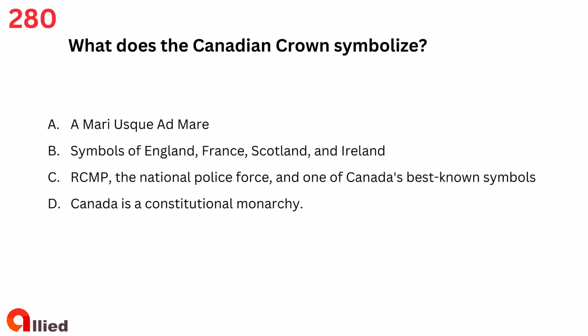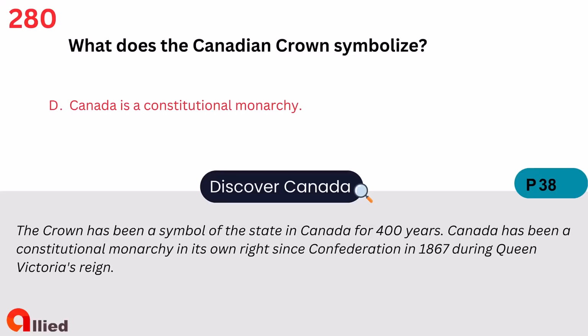Question 280. What does the Canadian crown symbolize? A. A mari usque ad mare. B. Symbols of England, France, Scotland, and Ireland. C. RCMP, the National Police Force, and one of Canada's best-known symbols. D. Canada is a constitutional monarchy. The answer is D. Canada is a constitutional monarchy.